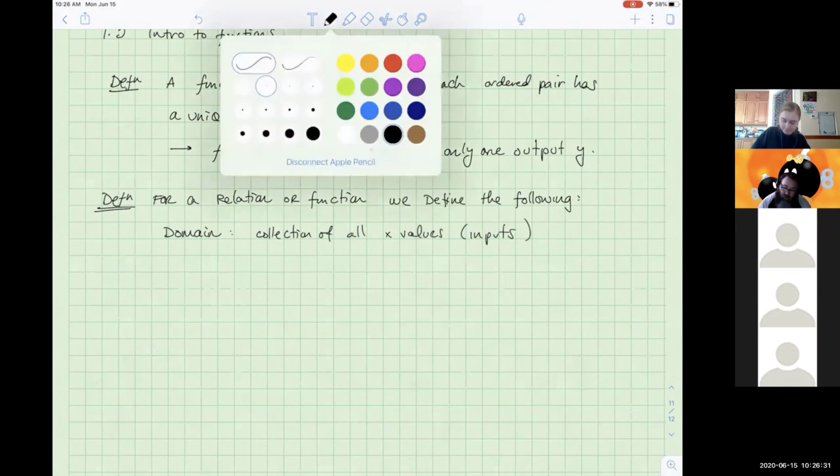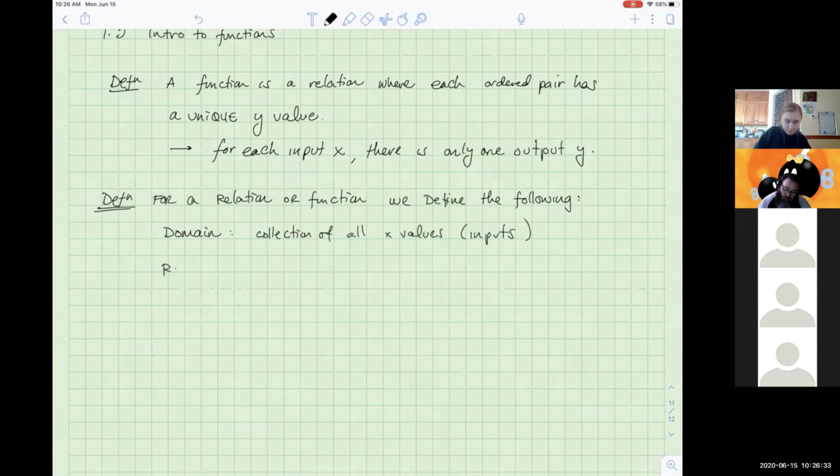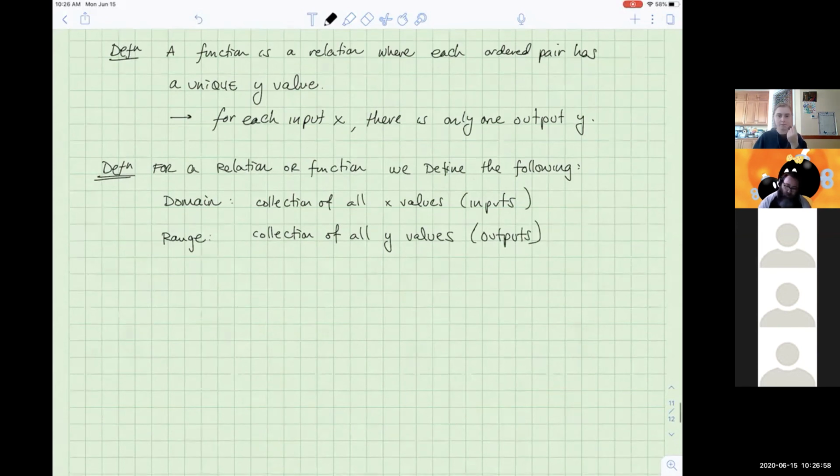And we also define the range as, this is the collection of all y values or outputs. Okay. Let's talk about one more thing.